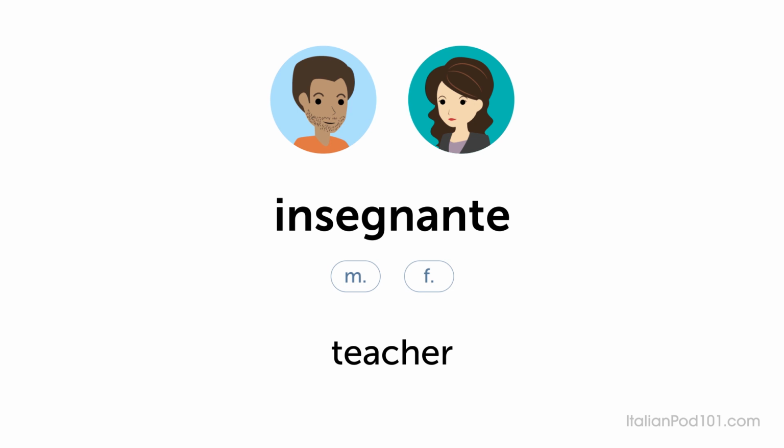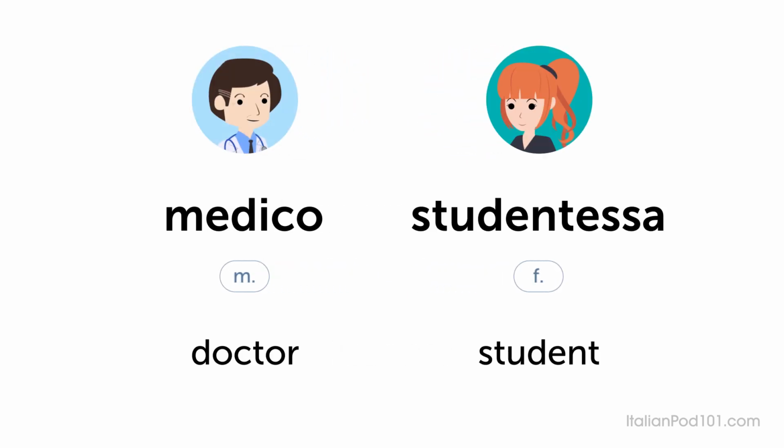In Italian, some occupations have the same word for both genders. For example, Insegnante. However, much of the time, words will differ depending on gender. In general, nouns that end in O tend to be masculine, while nouns that end in A tend to be feminine.